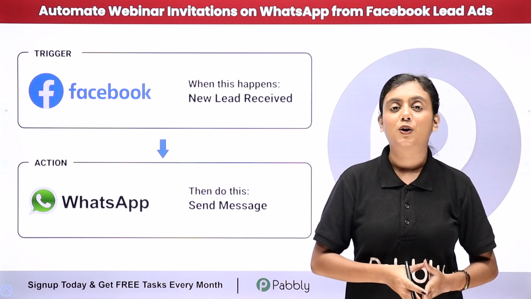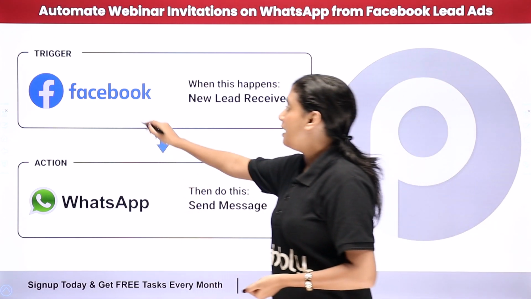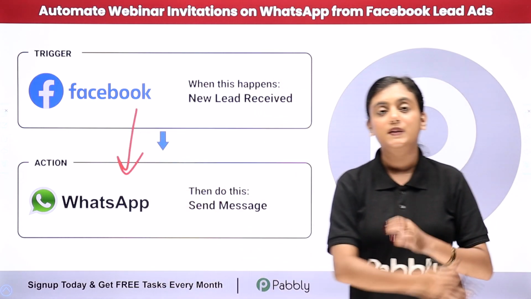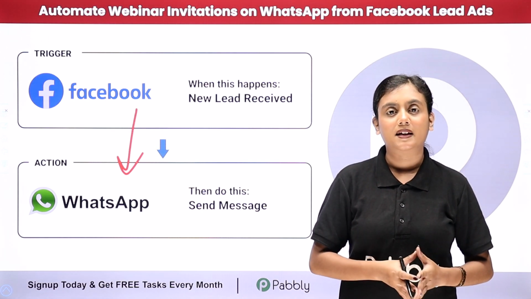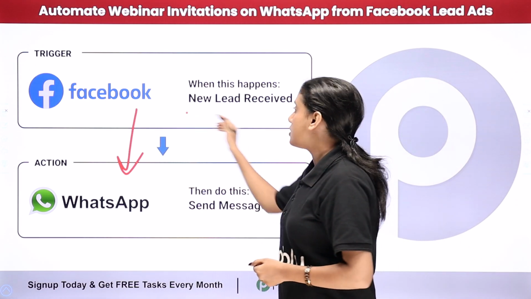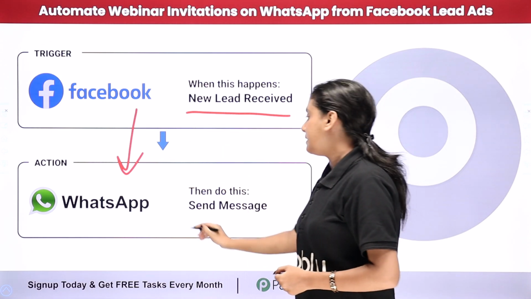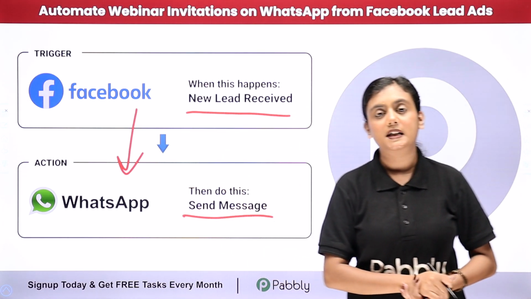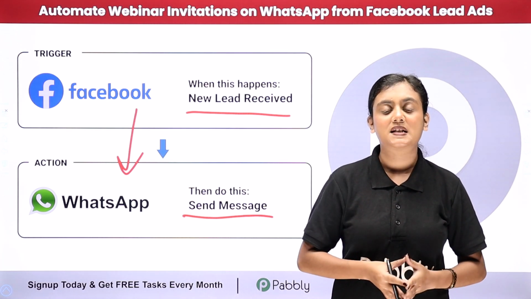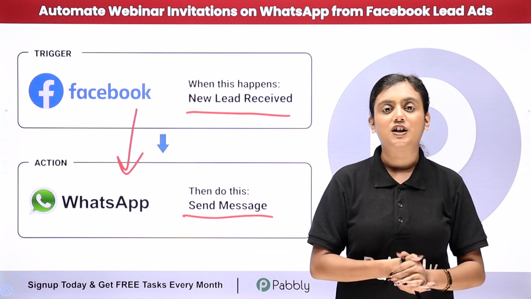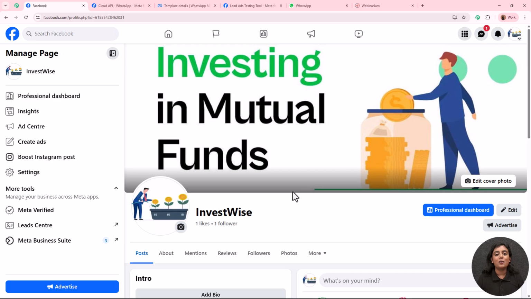So to solve the problem, I built a connection between Facebook lead ads and WhatsApp without need of any coding and programming skills using Pabbly Connect. Now whenever a new lead is generated, towards the lead automatically a WhatsApp message is going to be forwarded with the attachment of the webinar link. So now if you want to learn the entire process step by step, I'm going to take you towards my screen. Welcome to my screen.